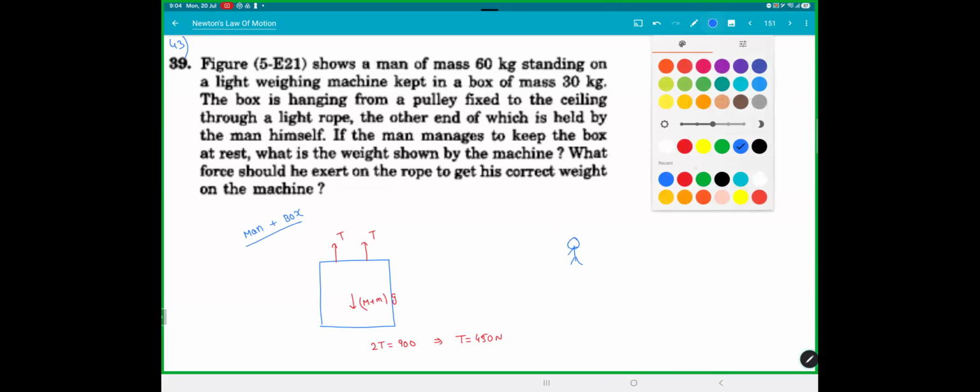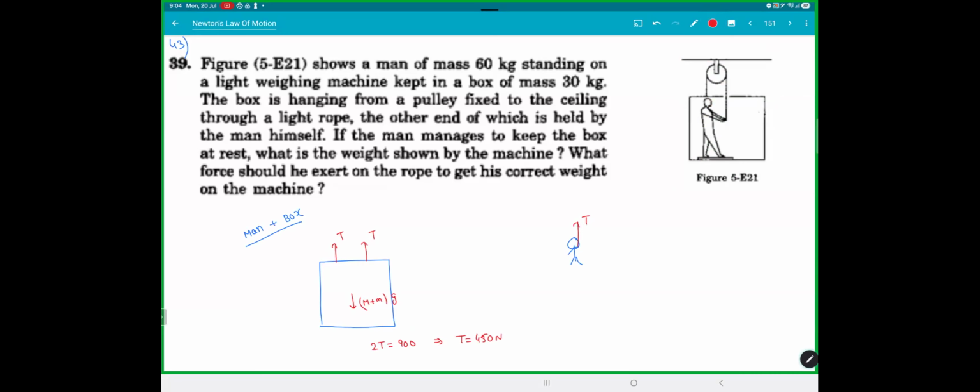Now when you take the man only, the rope is pulling up. You see, if you're catching a rope, it is going to pull you. Your own weight is 600, and the normal reaction is pushing down. Acceleration is zero because anyway you're at rest, and the tension is 450. This will give you normal reaction 150 newtons, and the reading will be 15 kg.